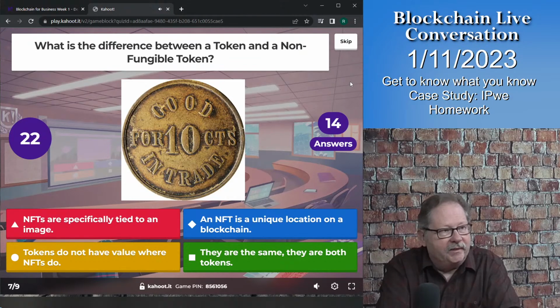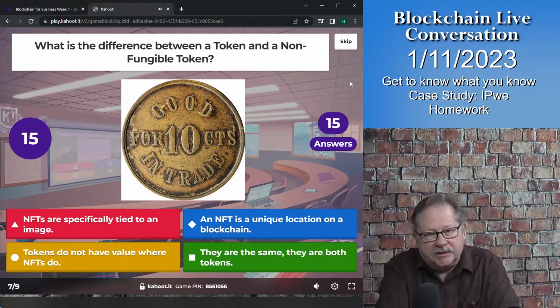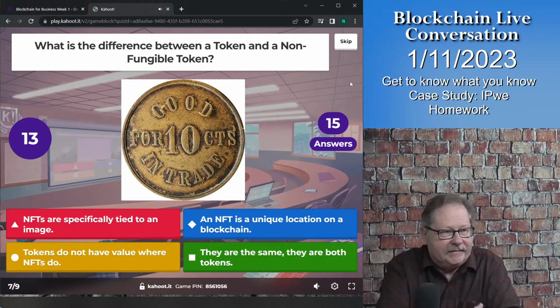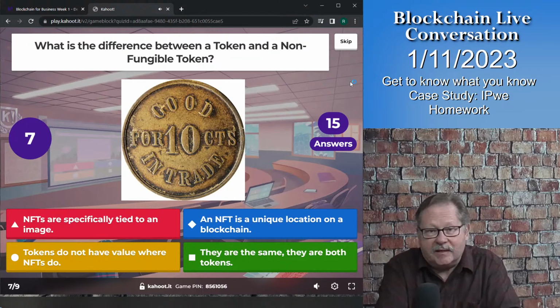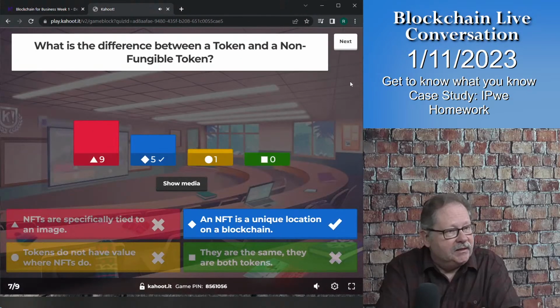All righty, we're getting there here. We went out and looked for an image of tokens and found this token. I don't know where it came from or what it's a picture of, but it was good for 10 cents back in the day. So whatever country or place it was, it was good for 10 cents.